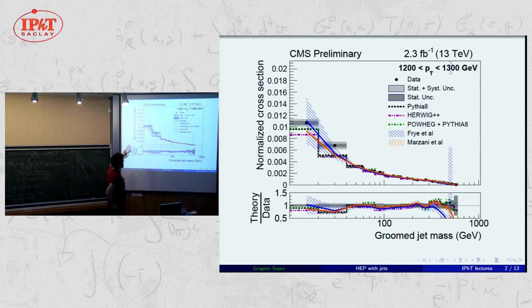And in this case, the blue and these two hatched regions are QCD calculations. Fry et al. is leading order plus next-to-next-to-leading log.